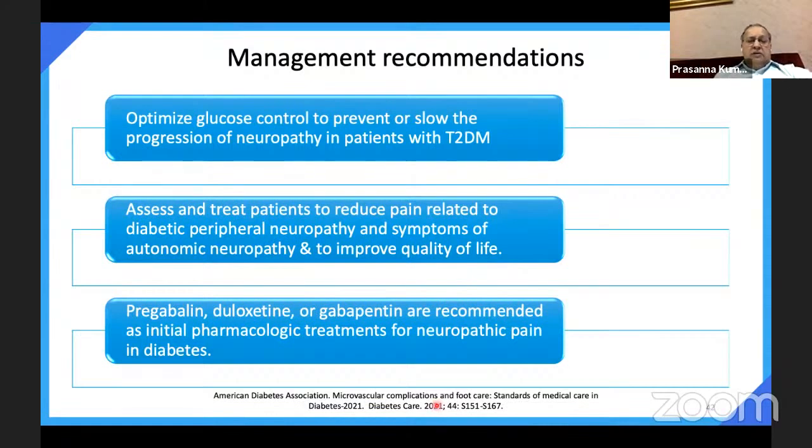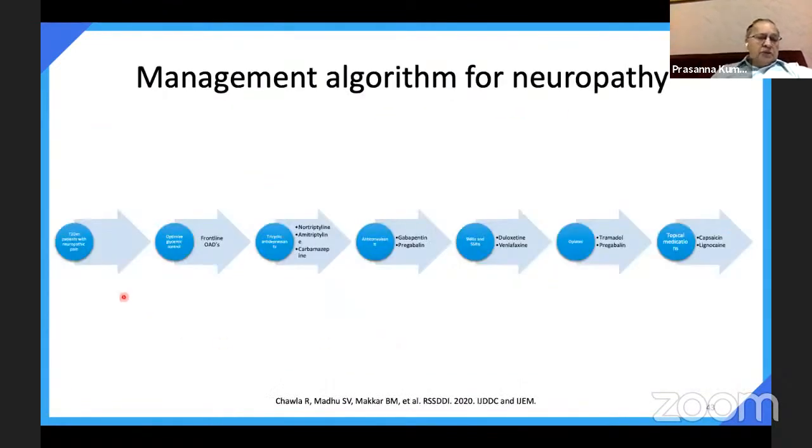And these are all the drugs, whether in isolation or combination: pregabalin, duloxetine, and gabapentin are recommended. And there are many other drugs also. Every 1 or 2 years, you are getting new treatment for diabetic neuropathy. This is how you see a diabetes patient with neuropathic pain. Then you can see good diabetes control, still not controlled. Then you can use mood elevators like nortriptyline, amitriptyline, carbamazepine. These are all the drugs which have been used for the last 3 to 4 decades. If they don't respond either, you can use gabapentin or pregabalin.